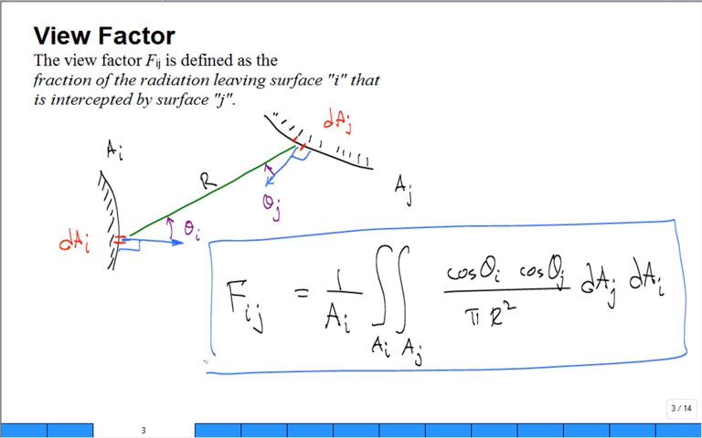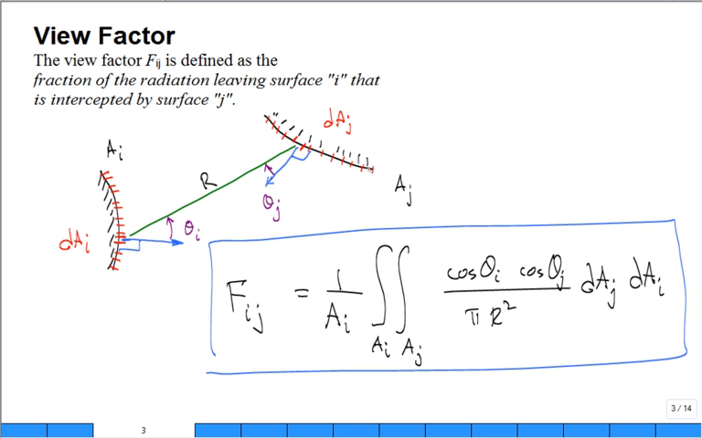Do me a favor, take a look in your book. Try to find where there's not just an area integral or a volume integral, but a double area integral, especially in physics or engineering. If I wanted to do this numerically, what would it look like? Well, we already started the discretization of surface I. So you bust it up into a lot of little dA_i segments. You'd also bust up dA_j into a bunch of segments, little dA_j's.